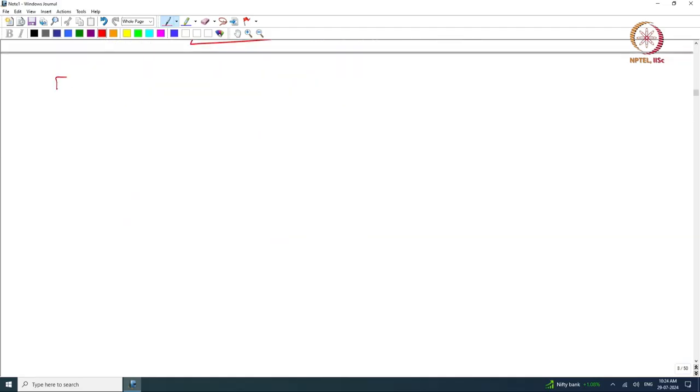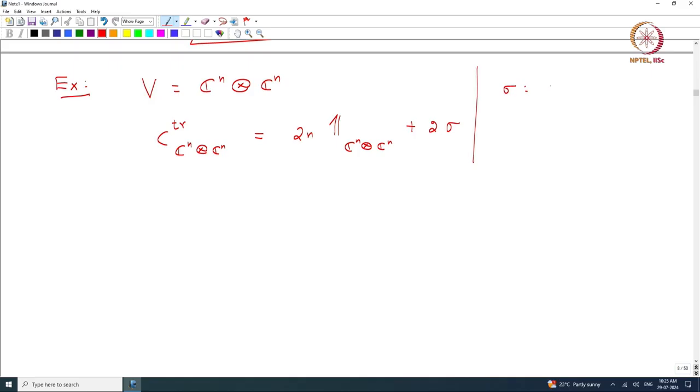So another example, again you take G to be GL_N, and now let's consider the tensor product. So take the natural representation C^N, take the tensor product, and let's compute the Casimir operator again with respect to the trace form for this module. Then you can prove that this is exactly equal to 2N times the identity operator plus twice sigma, where sigma is the flipping operator on the tensor product. This is defined to be the operator on the tensor where it switches the first component and the second component, so the transposition (1 2).